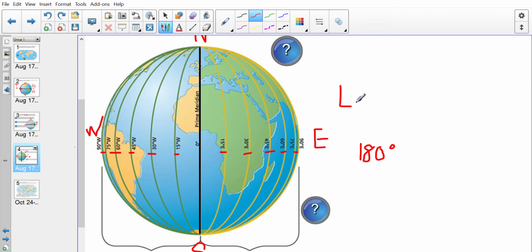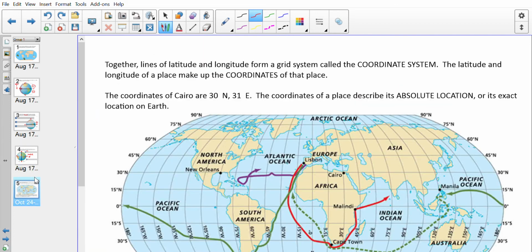So again, these lines are called lines of longitude, and you can think of it because they are long lines that go up and down. Lines of longitude run north to south, but measure the eastern and western hemispheres. Let's look at a map of all these lines put together.